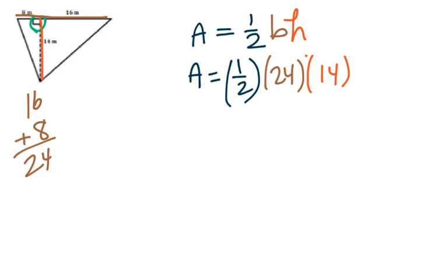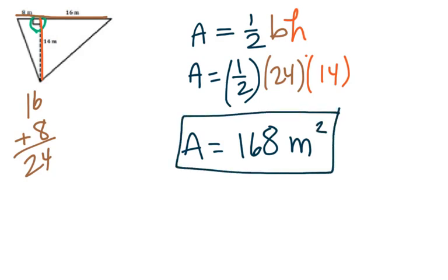Now that I've identified my base and my height, I can multiply 1/2 times 24 times 14, and that gives me a total of 168. In terms of my units, we're measuring in linear units with meters, and then when we multiply to find the area, we get square units. So when we calculate the area, or we find the area, we end up with a squared unit.